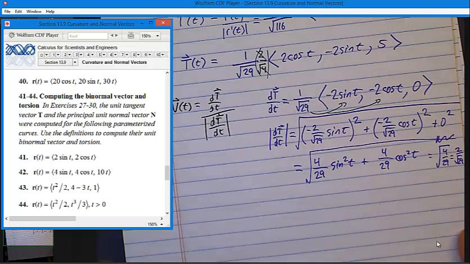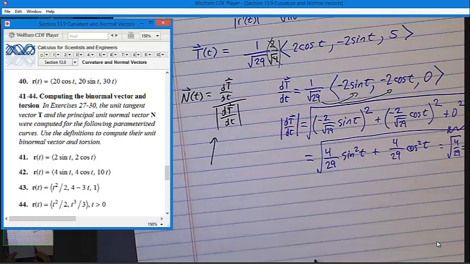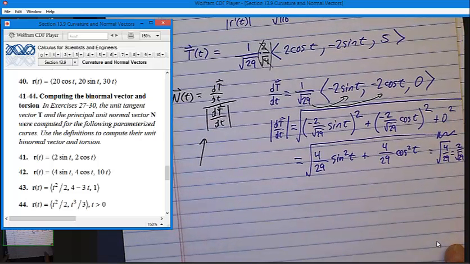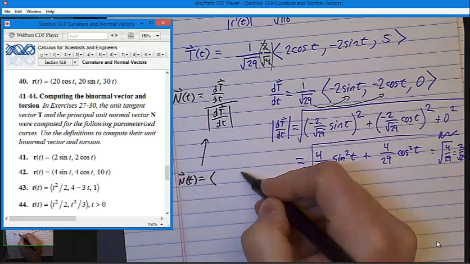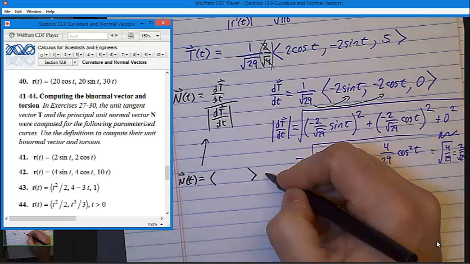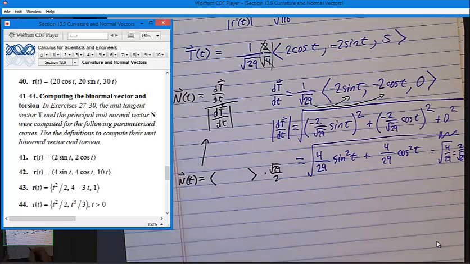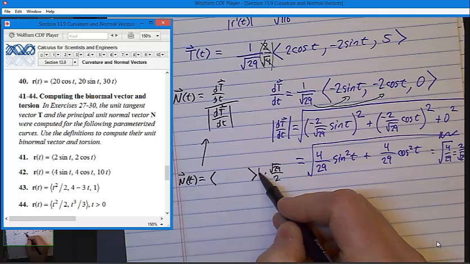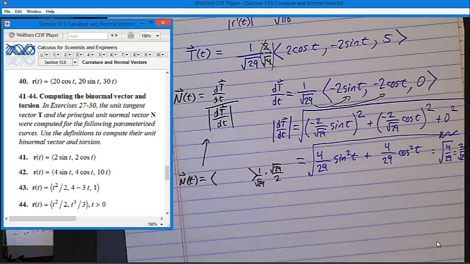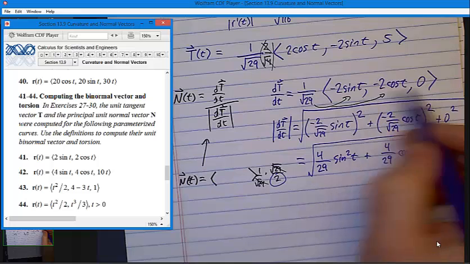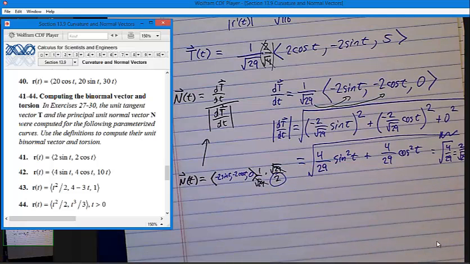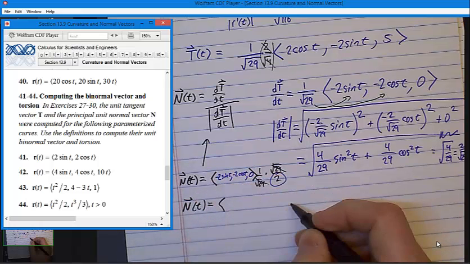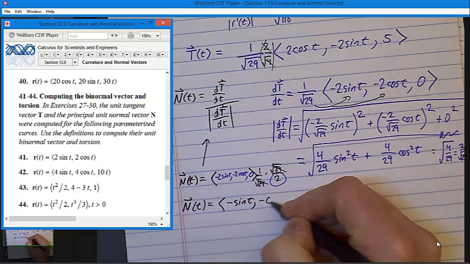So now I'm ready to apply my formula for n. N equals something divided by 2 over the square root of 29. So n of t equals, again, some vector. Well, instead of dividing by 2 over the square root of 29, I can multiply by the square root of 29 over 2. And the nice thing about that is that the original vector had a 1 over square root of 29 in it, which all drops out. So these are gone. And then this 2 cancels with the negative 2 sine here, the negative 2 cosine here, and a 0. So my normal vector worked out to be negative sine t, negative cosine t, and 0.